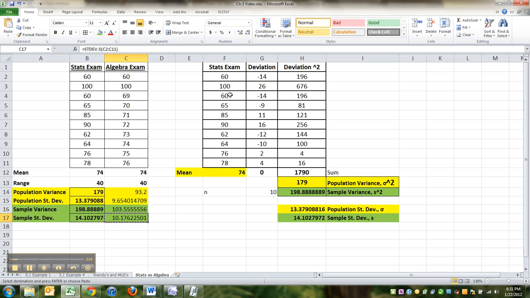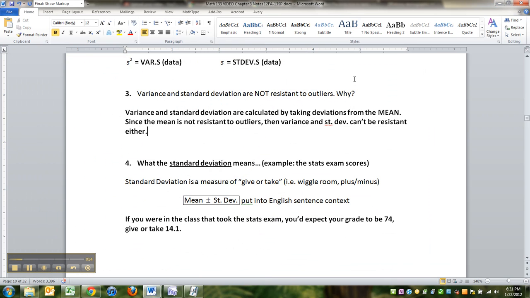So we found the variance and the standard deviation by finding this column right here, the deviations. But those deviations were the difference of these values from that mean of 74. But if the mean wasn't resistant to an outlier, then these numbers can't be either because they're built off of that number of 74. If that makes sense.